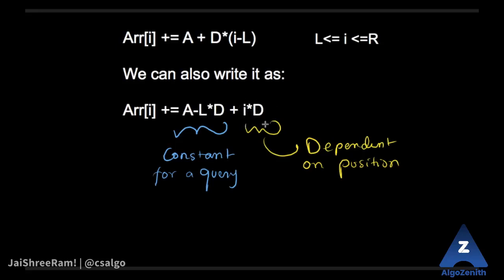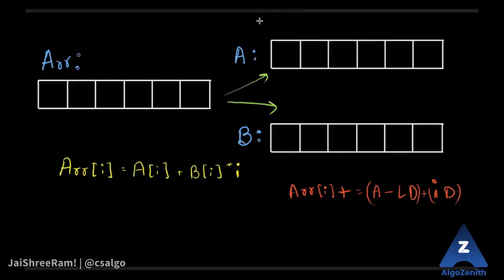So we cannot really process this directly using prefix sums or the direct partial sum technique that we discussed. So how can we make it independent of I? As long as there is an I in the term, we cannot really process that directly. So how do we make it independent of the position?